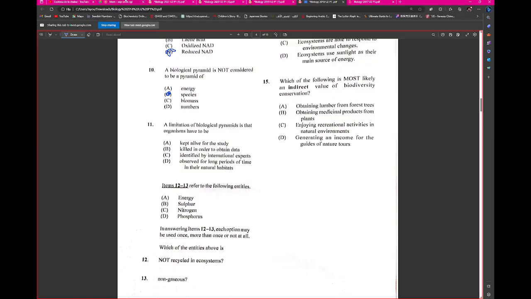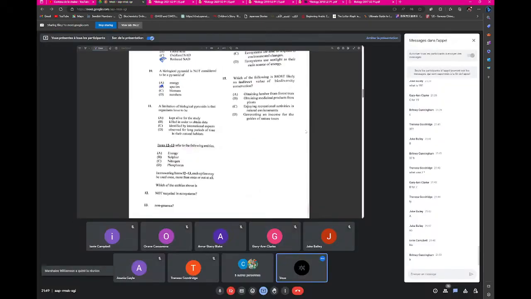What does everybody else say about 11? I'm not sure it's about it being D though. But with the biological pyramids, you have to find number and biomass and those type of things. So the limitation it's per se. So you guys are saying that it should be observed over long periods of time in their natural habitats?